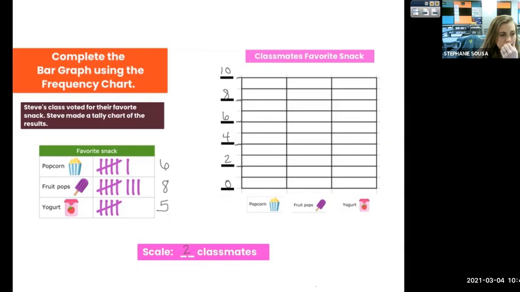So for popcorn, I see that I have 6. So I'm going to color in my popcorn all the way up from 0 to 6. For my Fruit Pops, you see that I have a total of 8 people that liked Fruit Pops the best. So I'm going to start at 0, 2, 4, 6, 8, and color that bar in.